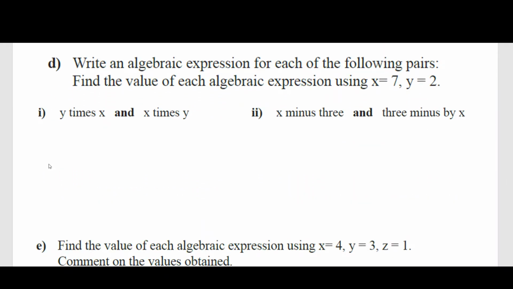D. Write an algebraic expression for each of the following pairs. Find the value of each algebraic expression using x equals 7, y equals 2. So y times x. So it's going to be this. y times by x, which is equal to yx. And x times by y, which is xy.